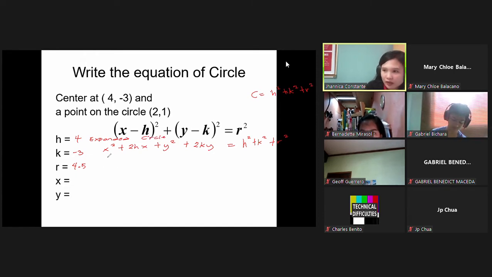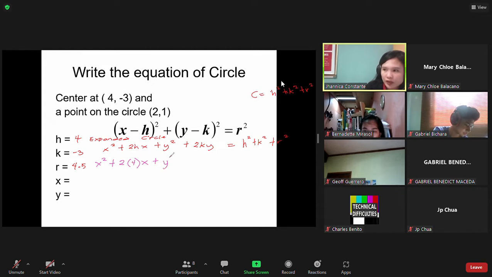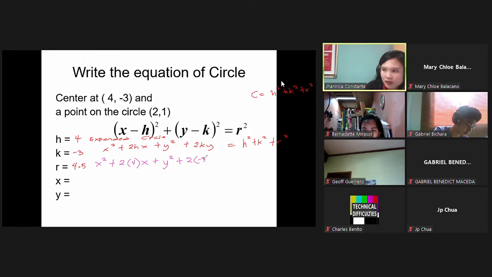So x squared plus 2 times the value of h, which is positive 4, x, plus y squared plus 2 times the value of k, which is negative 3, y, equals h squared, which is positive 4, plus k squared, which is negative 3, plus r squared, which is 4.5 squared.